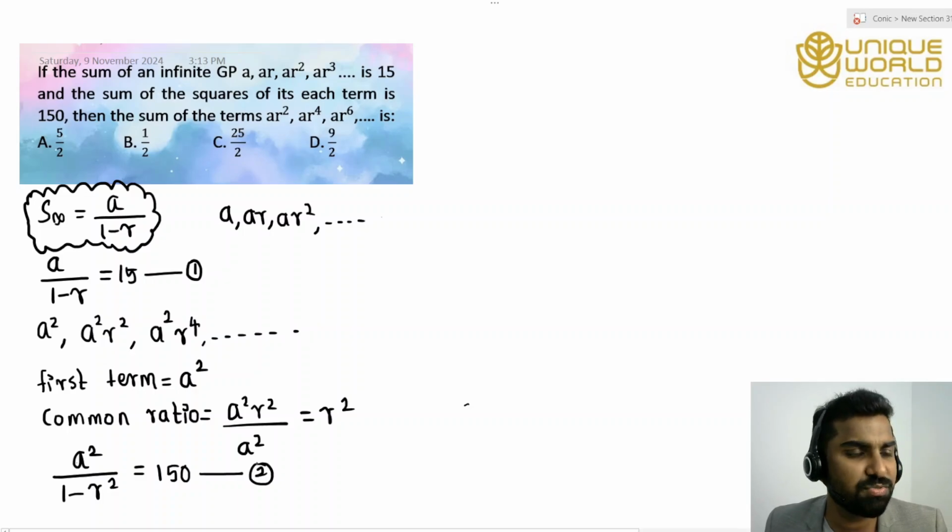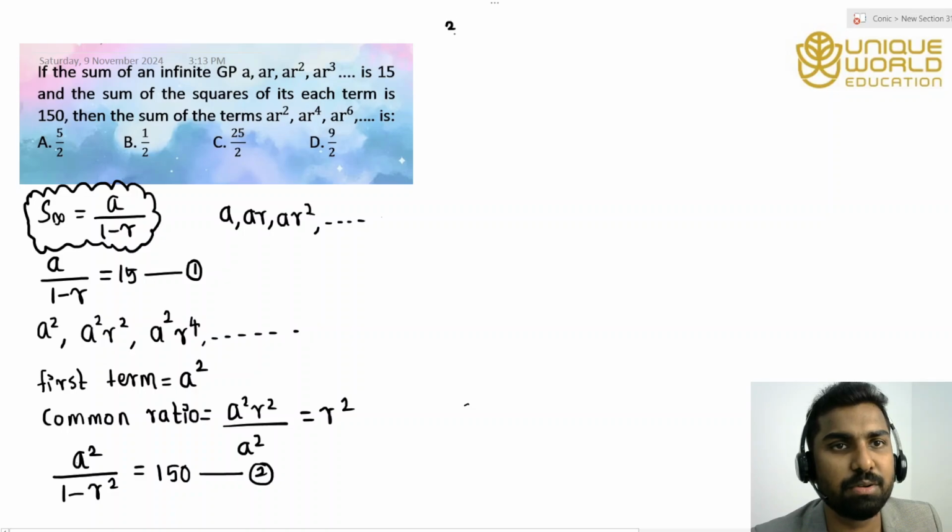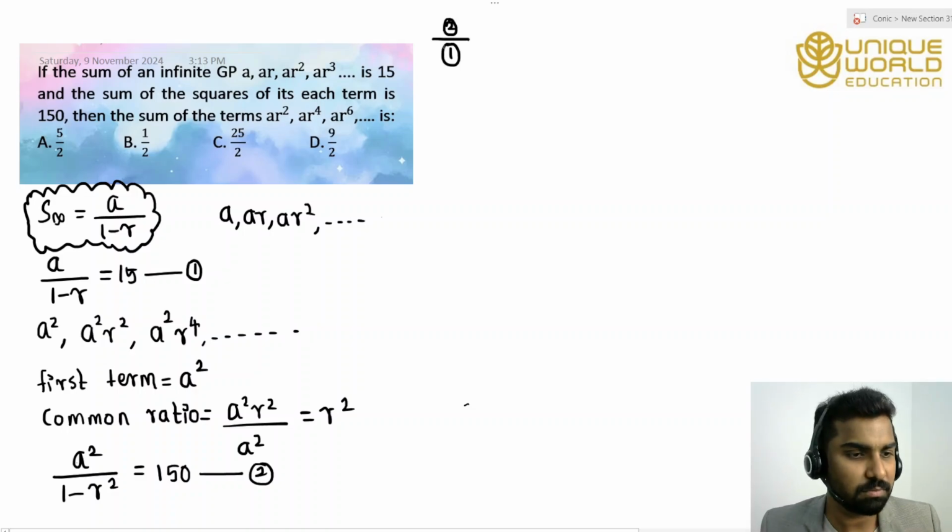For two equations we have two variables A and R. The second equation also has A square, R square. So just solve 1 and 2. How can we solve this easily? Just divide equation 2 by equation 1. If I am dividing equation 2 by equation 1, what will happen here?